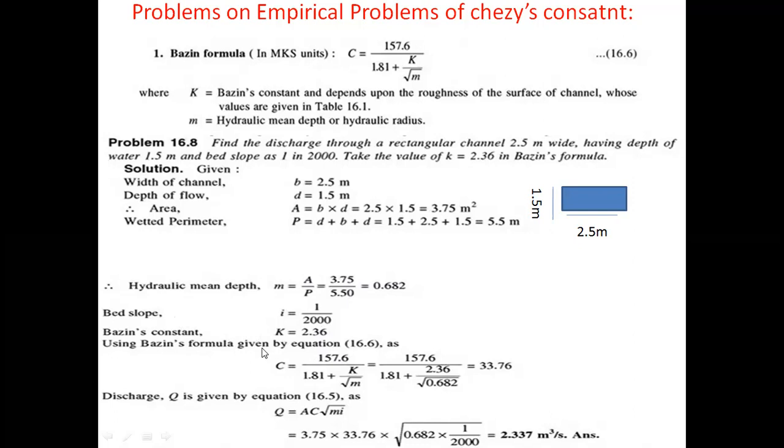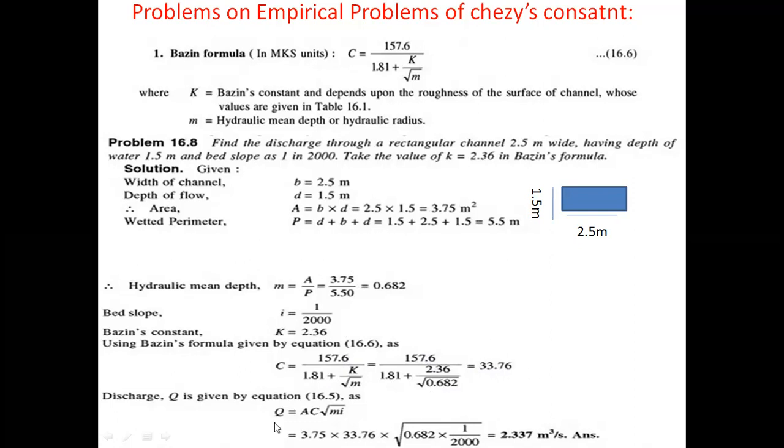Now find out the Chezy's constant value by using the Bazin formula. The formula is C equals 157.6 by 1.81 plus K by root M. Here 157.6 by 1.81 plus K value is given as 2.36, K by root of hydraulic mean depth, which is 0.682. The final value of the Chezy's constant is 33.76.